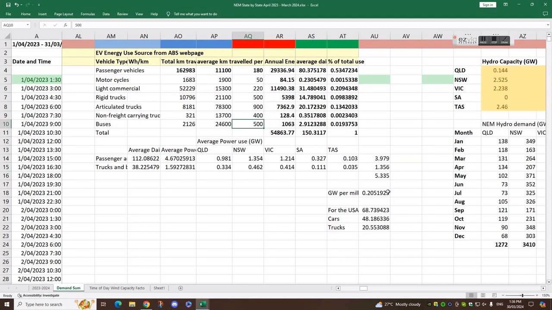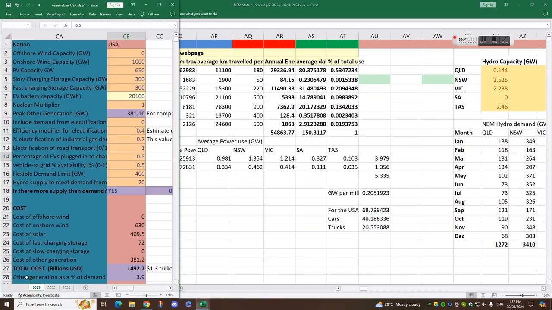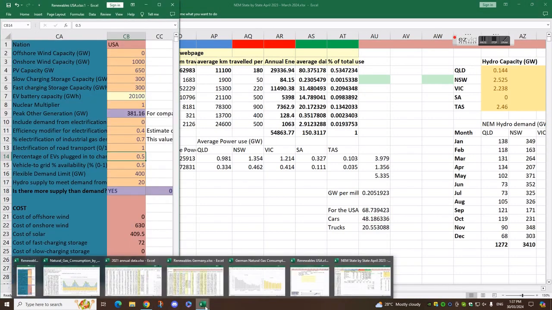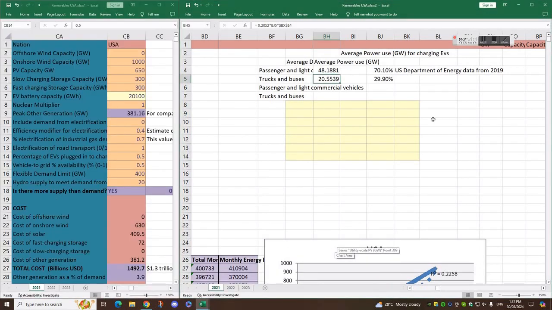Took weighted averages and got values for the US of 48.18 gigawatts, or gigawatt hours per hour, for the passenger and light commercial vehicles, and the 20.55 for the trucks. So that's where the data comes from. Let's head back to the spreadsheet. So that's the energy used by the vehicles on average.